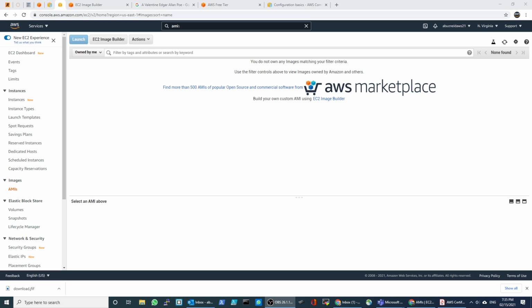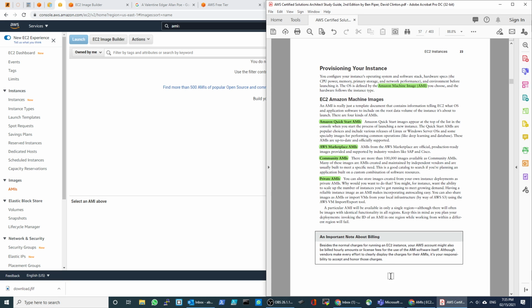because the code for the AMI differs, so you have to be very careful. You really have to understand the details very well. All right, as we said, for the AMI, you have the quick start AMIs, you have the AWS Marketplace AMIs, you have the community AMIs, and you have the private AMIs.